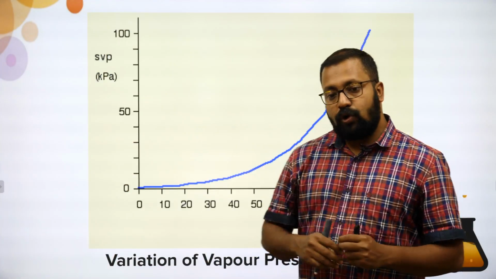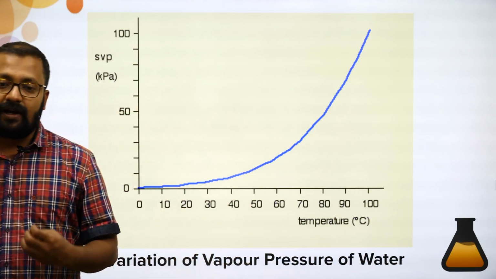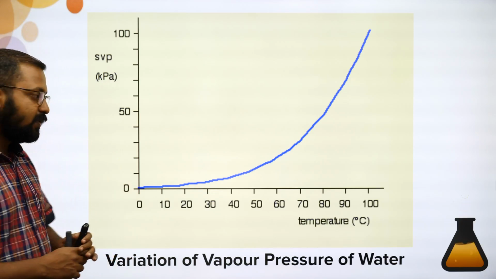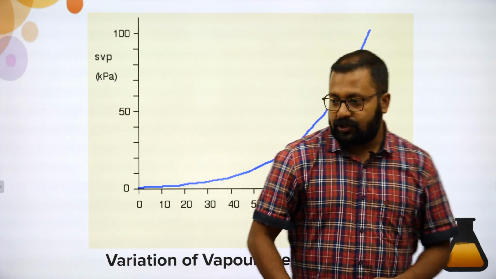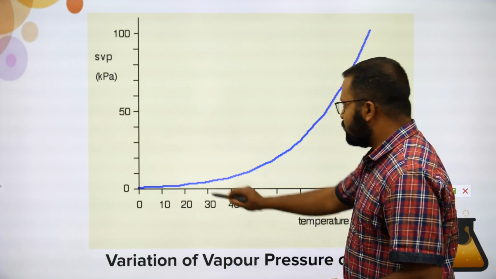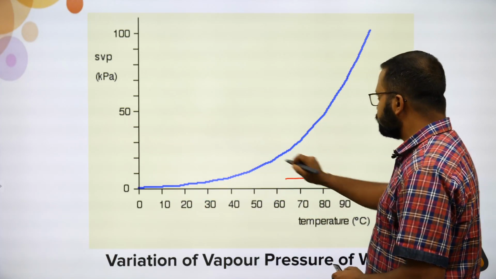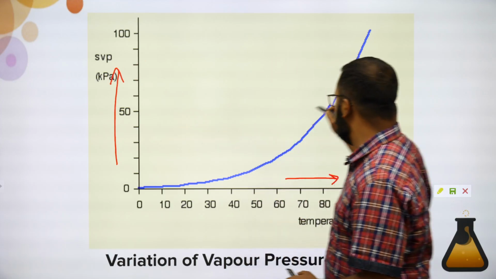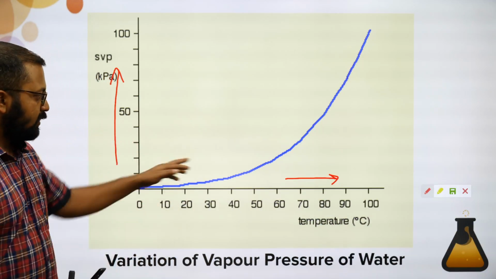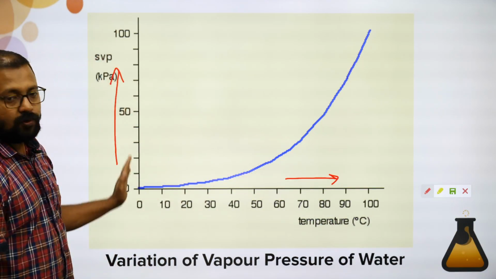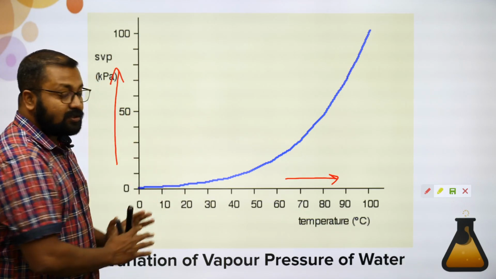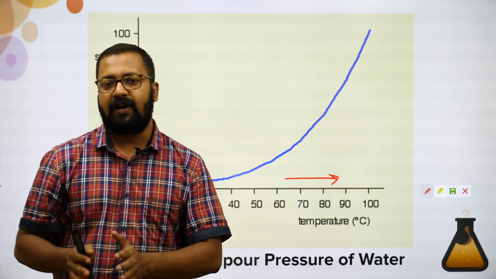Now, if we want to actually know whether the vapor pressure increases with increase in temperature, yes, there is an experimental proof as well. If we look at the variation of vapor pressure of water with increase in temperature, then you can see that as we are increasing the temperature, the vapor pressure is also increasing. So this is the experimental proof for the fact that increase in temperature affects vapor pressure.